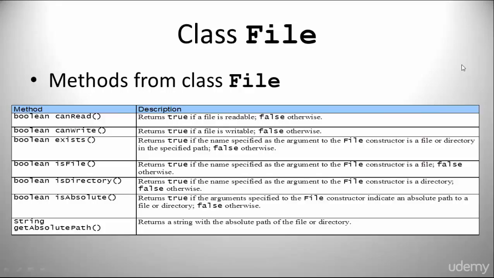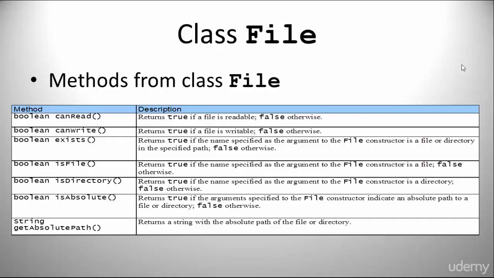Let's look at the class File. Here are some methods from the class File. We have boolean canRead. This returns true if a file is readable. If not, it will return false. We have boolean canWrite. This returns true if a file is writable. If not, it returns false.